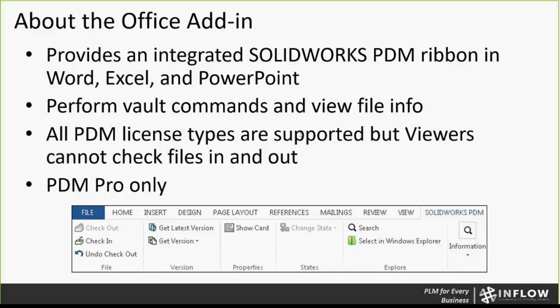You can see the various vault commands available down there. Some you'd expect to see, like check out and check in. Others are a little more obscure but very useful, such as select in Windows Explorer, which I'll indicate with that descending circle. If I'm trying to indicate something on screen, I'll use that circle. This is actually PDM Pro only functionality. We can definitely put Office files in a PDM Standard vault, but we're not going to get this ribbon. The convenience of this ribbon isn't available in PDM Standard, but all this functionality is there, just not in the ribbon.